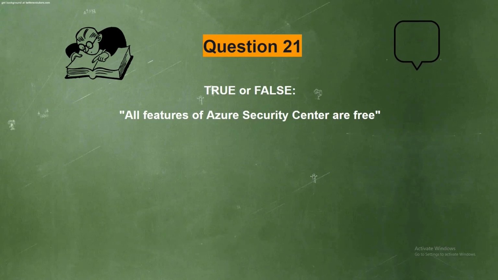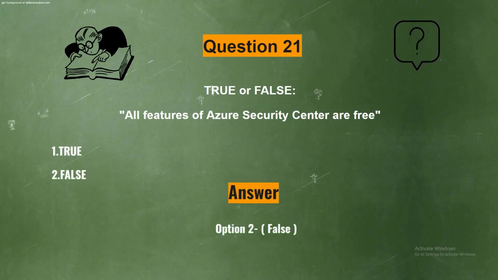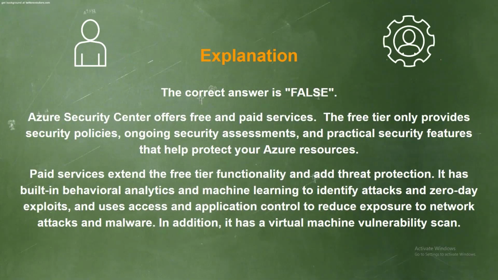Question 21. True or false? All features of Azure Security Center are free. True or false? And the answer is false. Explanation. The correct answer is false. Azure Security Center offers free and paid services. The free tier only provides security policies, ongoing security assessments, and practical security features that help protect your Azure resources. Paid services extend the free tier functionality and add threat protection.